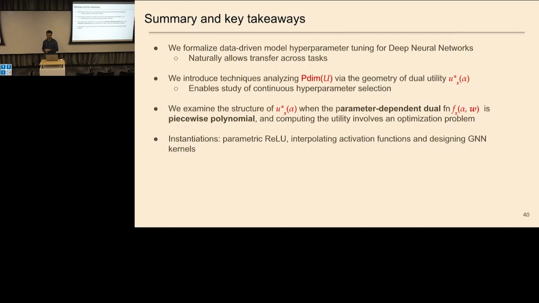It feels like this particular overall structure can appear in other problems. You can have parameters and hyperparameters, and you can try to do an optimization over parameters of that particular aspect. Even though it appears very frequently in machine learning, we hope to see it in other places. Even for a single hyperparameter, we have concrete instantiations where our current results apply, including this parametric ReLU example, interpolating pairs of piecewise polynomial activation functions, and designing graph neural network kernels.